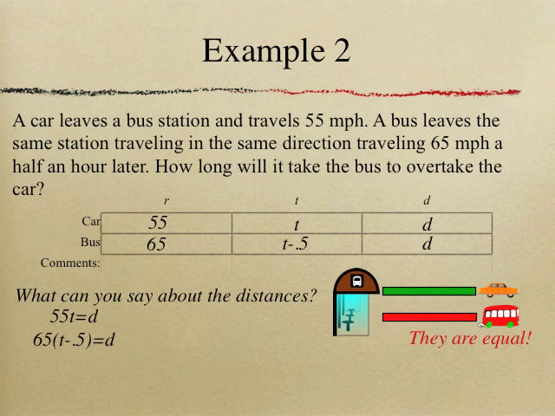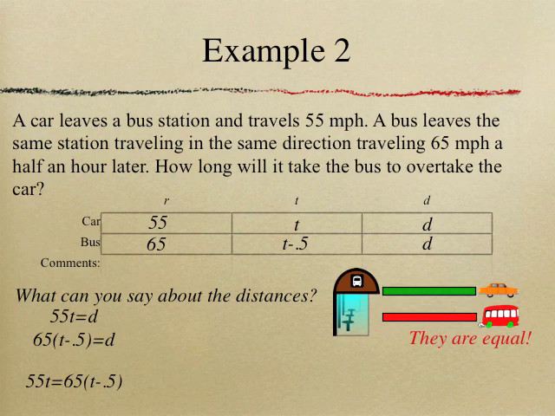So my first third of the problem was to organize my information in a chart. The second third of the problem is to get those two equations. Rate times time equals distance. Third part of the problem is to solve. Again, this is set up beautifully to do substitution.